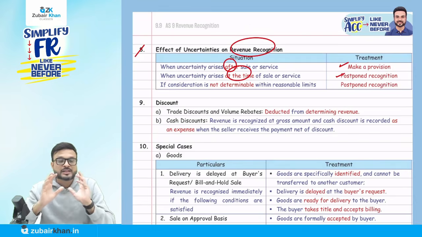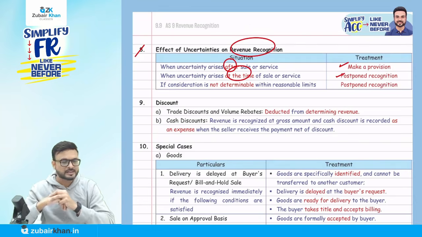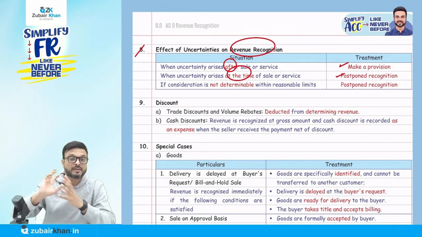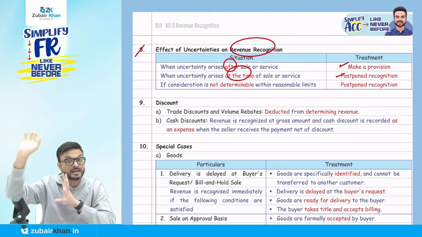You got the point here? There should be certainty that we are going to recover the amount, then only we can recognize it, otherwise we cannot. Postpone means that if certainty arises later on, then you can recognize the revenue in the books of account later on.